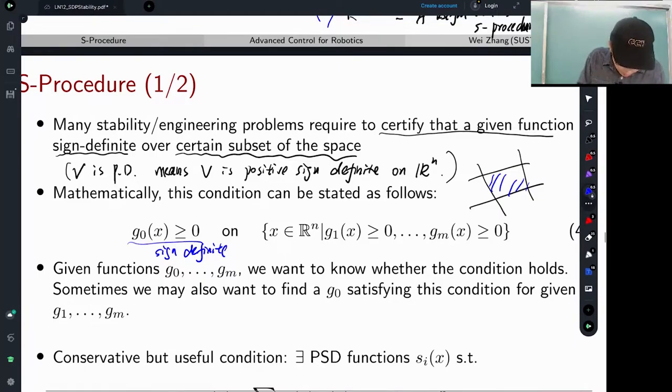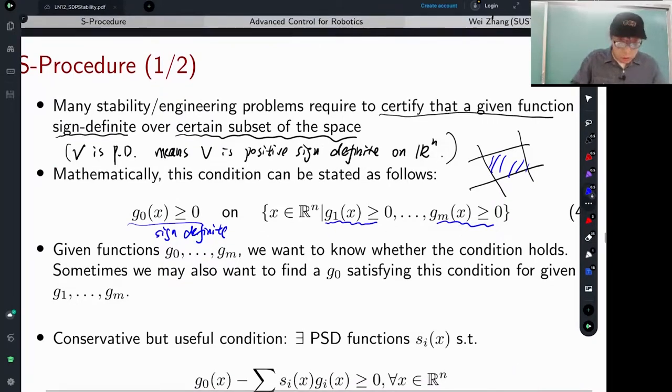So suppose these are the intersection of a few constraint sets. You see what I mean? G1(x) bigger than or equal to zero imposes a set. If G is an affine function, that will be some kind of half space. And this is another half space. I want the intersection of all these half spaces. Whenever I'm inside here, I want G0 to be non-negative. If I'm not inside here, then I don't care. It could be positive, could be negative. I don't impose additional constraints.